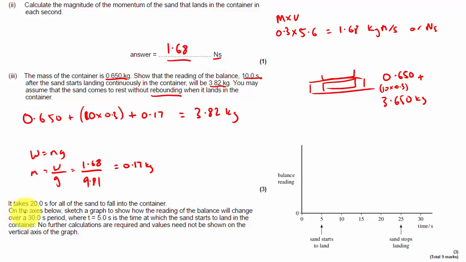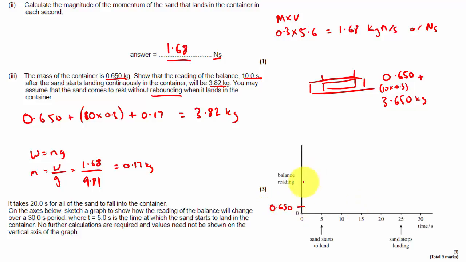Alright, next step. It takes 20 seconds for the sand to fall into the container. On the axis below, sketch a graph to show how the reading of the balance will change over a 30-second period. No further calculations are required, and values need not be shown on the vertical axis of the graph. That's nice. You don't need to show the values, but just for the sake of clarity, I will put a few things in here.